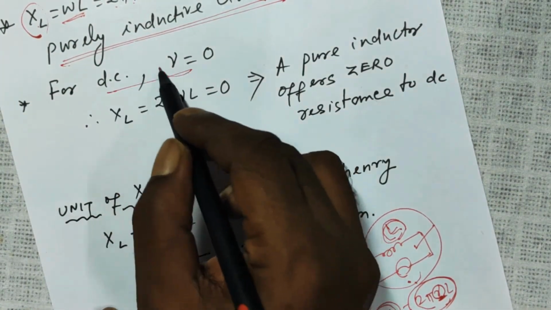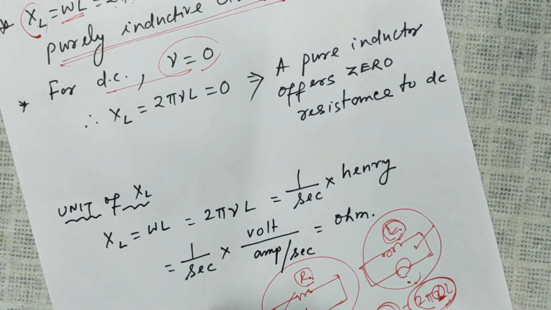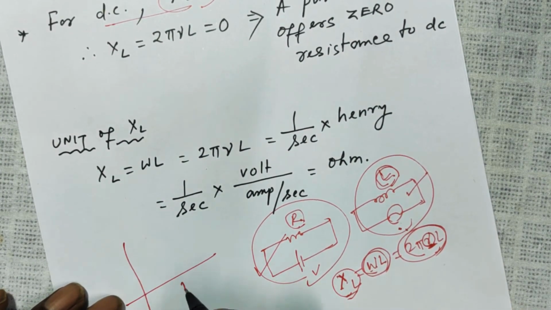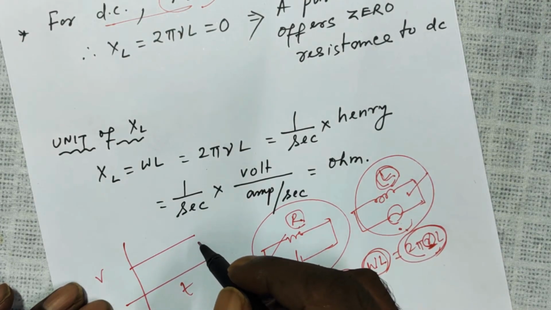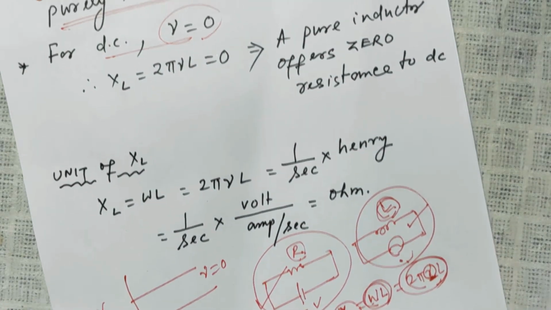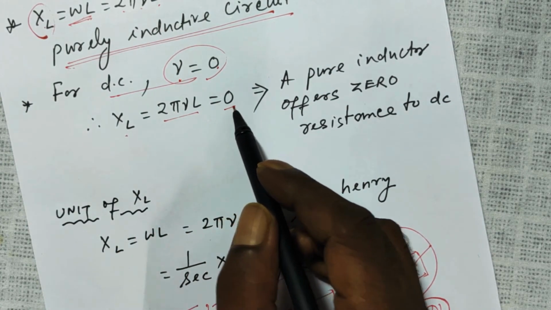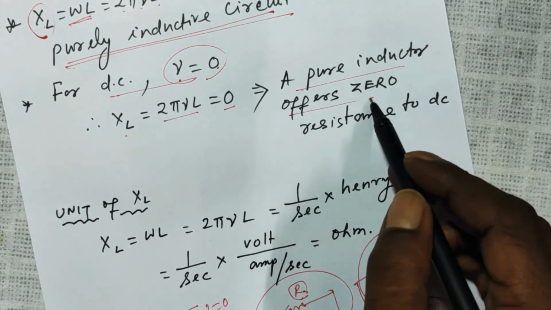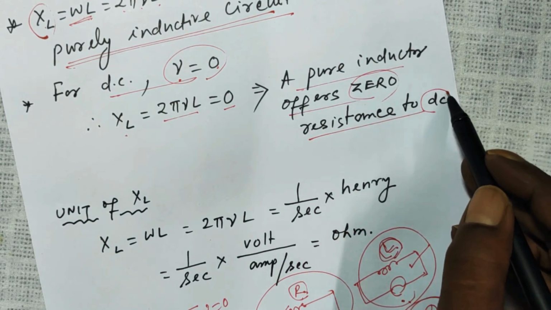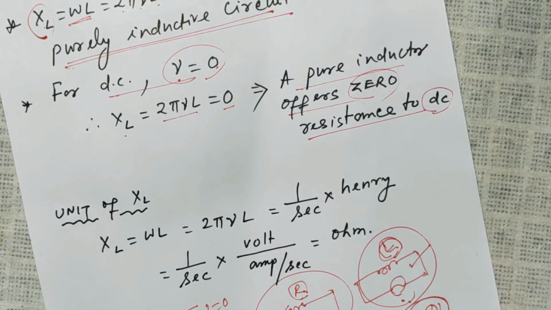So for DC, nu is equal to 0. For DC, this side is time, this side is voltage, this is DC. This is not a waveform, so the frequency is equal to 0. So for nu is 0, therefore XL, 2 pi nu L, is equal to 0. A purely inductive circuit offers 0 resistance to DC.